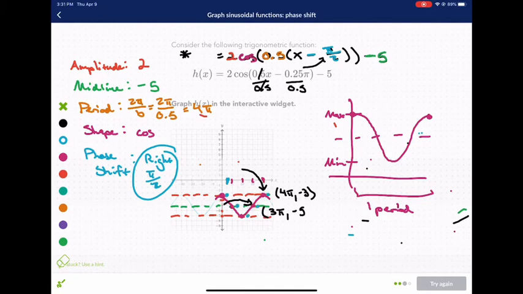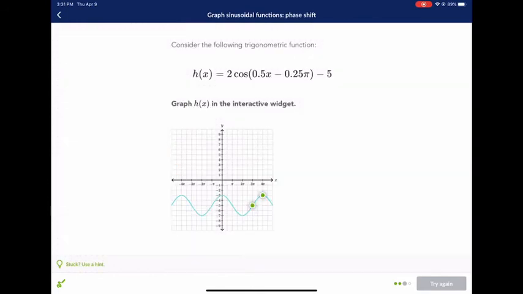Let's see. There are all my new points shifted all to the right by pi over 2. Let's move this over just a little bit by pi over 2, pi over 2. Still wrong. Okay. I didn't move it enough. There's pi over 2, pi over 2. These graphs are tricky. There we go.